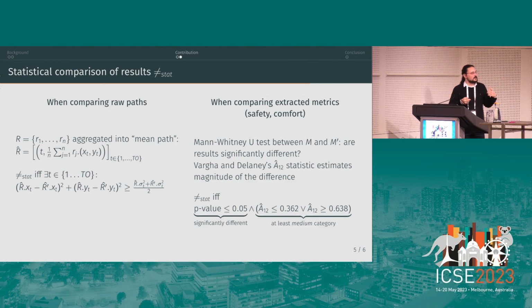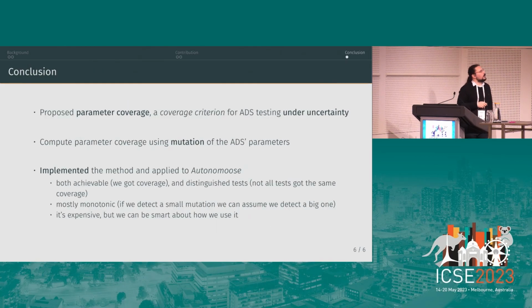Sometimes we also look at things like safety and comfort, which give us numerical values. For example, for safety, we look at the minimum distance to all other objects in the simulation throughout the simulation. So when we run our multiple simulations, we get a distribution for the original system, a distribution for the mutated system. We apply a Mann-Whitney U test between the two distributions to see if they are different, and then we get an A12 to see the magnitude, and if the magnitude is big enough, we say that the test detected the mutant.